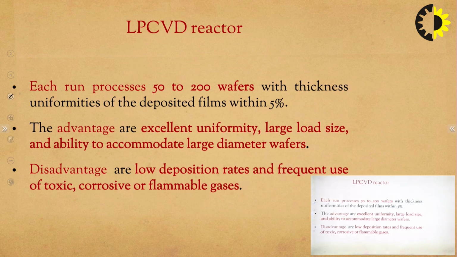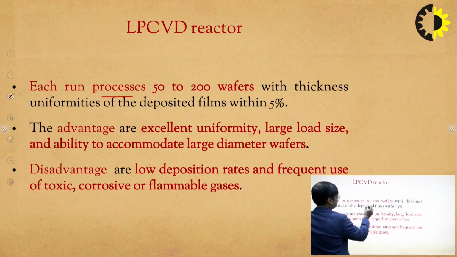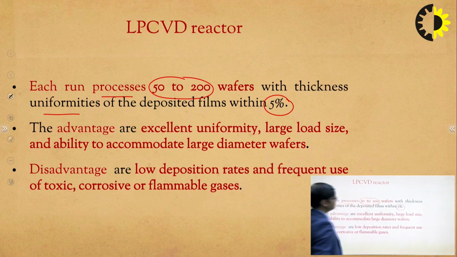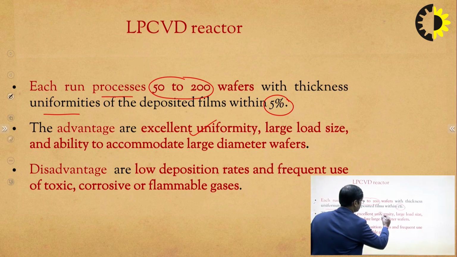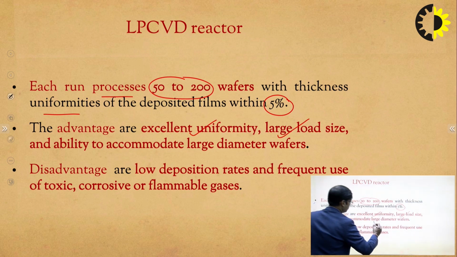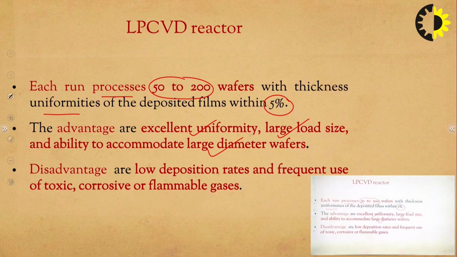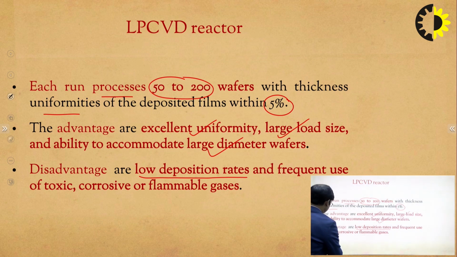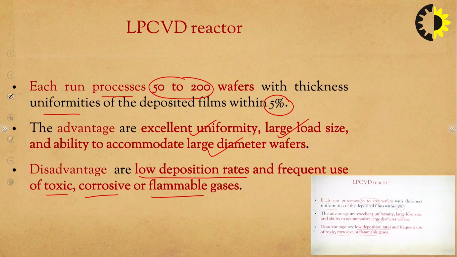In each run, in each shift, the process can have about 50 to 200 wafers, and the thickness uniformity is within the range of plus minus 5% tolerance. So, the advantages of this method are excellent uniformity, large load size and ability to accommodate large diameter wafers. So, these are some of the advantages of the low pressure CVD technique. Some of the drawbacks are low deposition rates and frequent use of toxic, corrosive and flammable gases. So, these are some of the drawbacks.